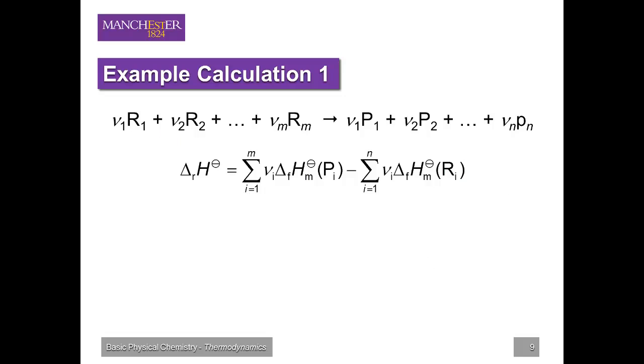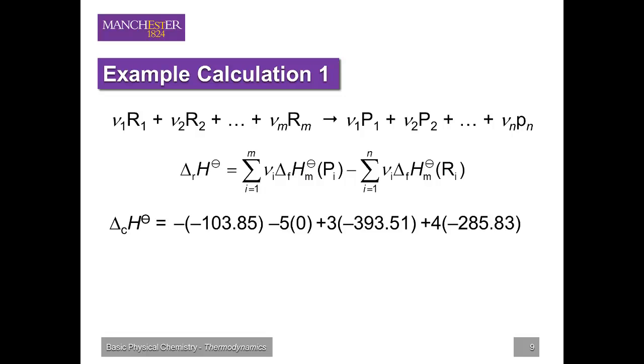Another way to look at this kind of problem is that if you are given a series of reactants from R1 through to Rm with balancing numbers nu1 through to nu-m being converted to products P1 through to Pn with balancing numbers nu1 through to nu-n, then in order to calculate the enthalpy change for such a reaction, it's basically the sum of the enthalpies of formation of the products, each one multiplied by its balancing number, minus the sum of the enthalpies of formation of the reactants, again each one multiplied by its balancing number.